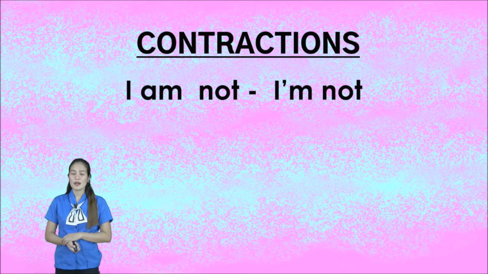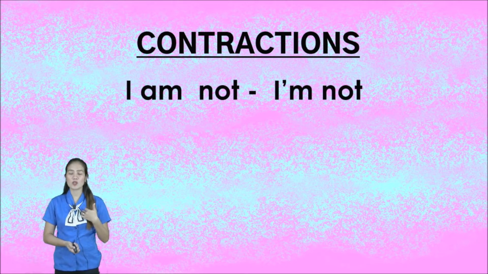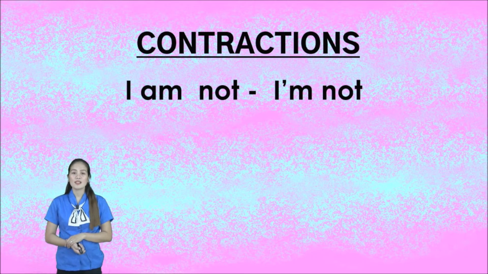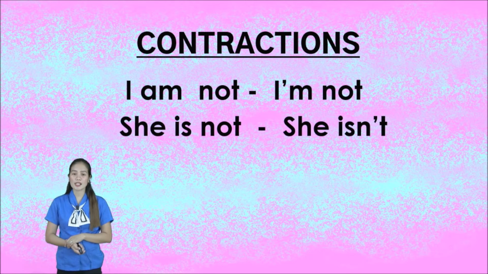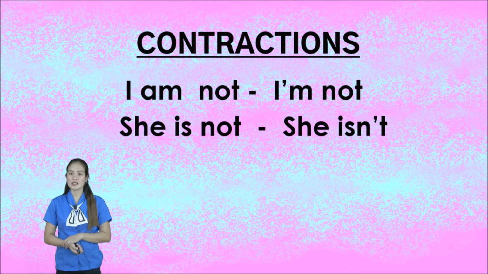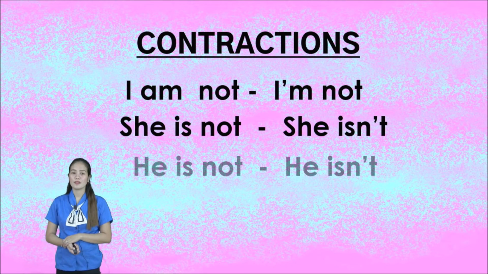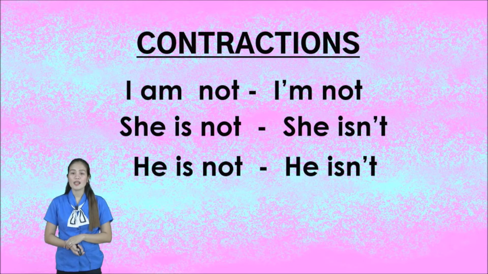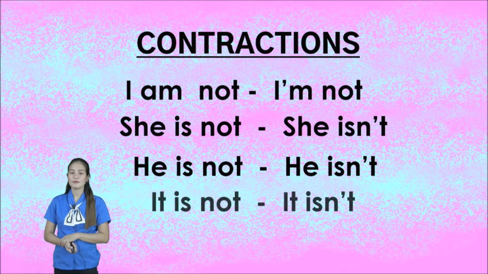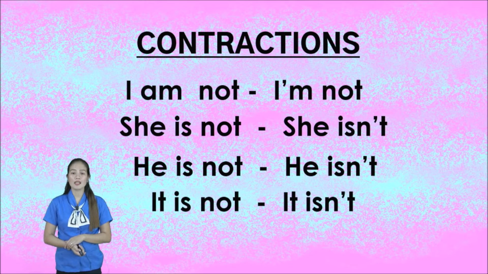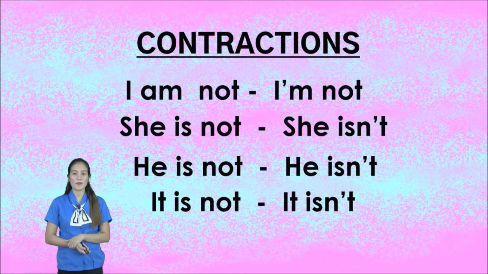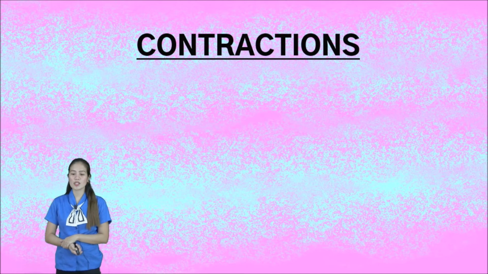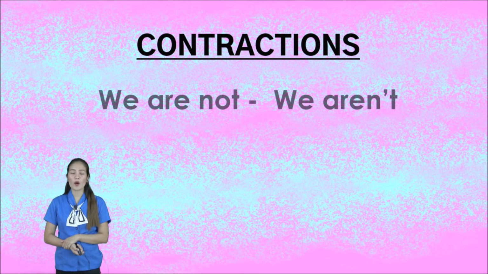Okay, when we say I am not, the contraction is I'm not. Instead of saying I am not, the contraction is I'm not. Next, she is not, instead she isn't. She isn't. Next, he is not. He isn't. Next, it is not. It isn't. Okay, we are talking about one thing or one person.